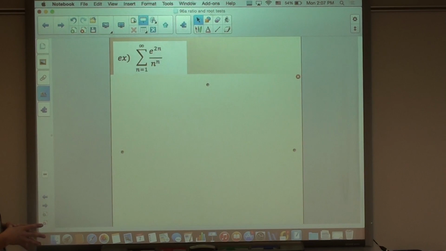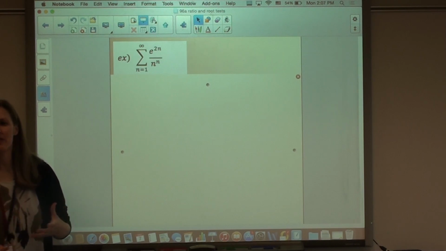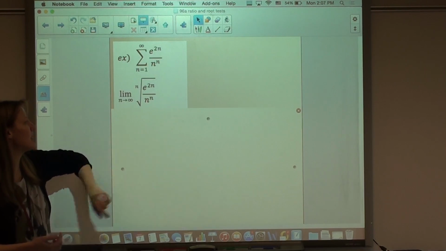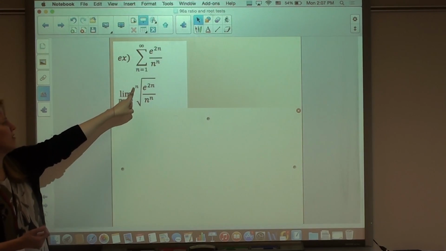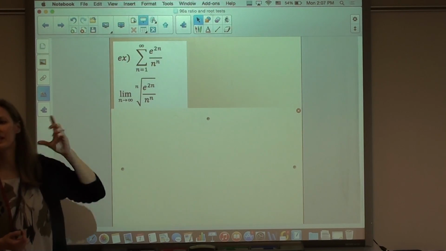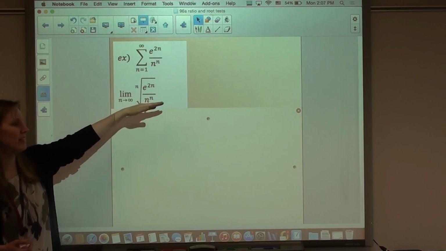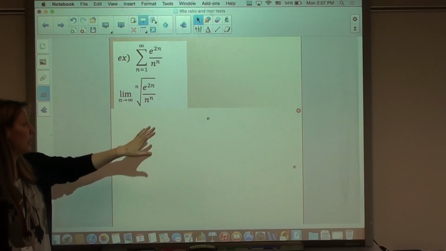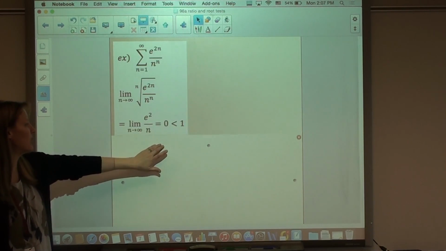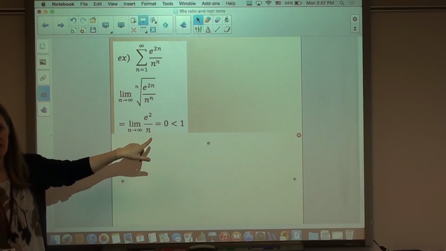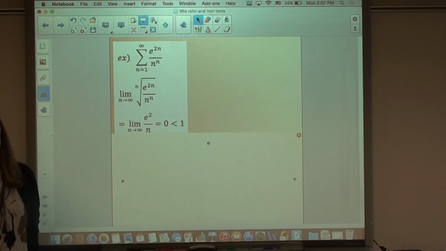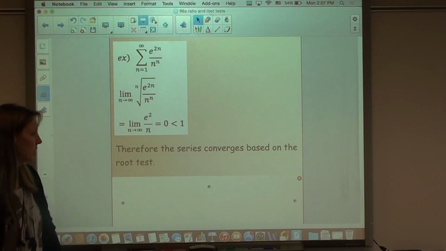All right. So what we do then, if we're going to apply the root test, is we take the limit as n approaches infinity of the nth root of our series. So we take the nth root of our series. What is the nth root of e to the 2n? It's e squared. You remember when you take a root, you're dividing the exponent. So the nth root of n to the n is n, right? So we end up with the limit as n approaches infinity of e squared over n. E squared is a constant, right? So you have a constant over infinity, which is going to 0. So this is going to converge by the root test.